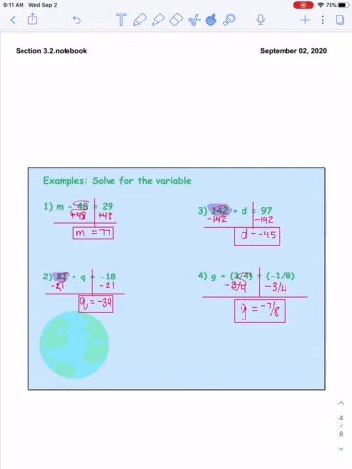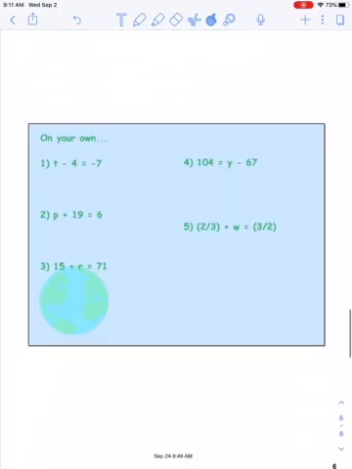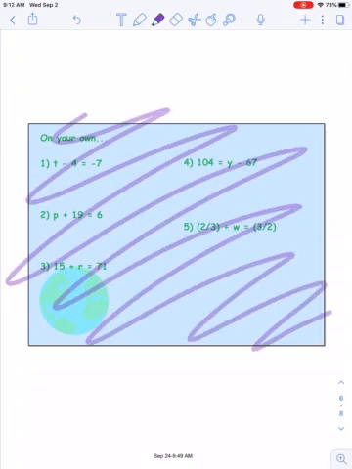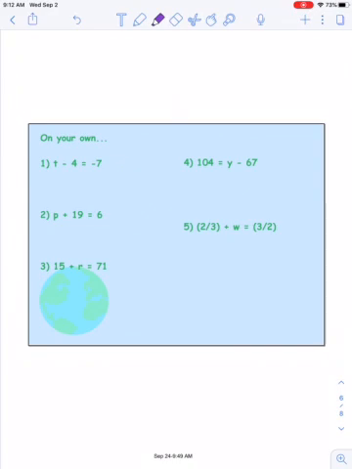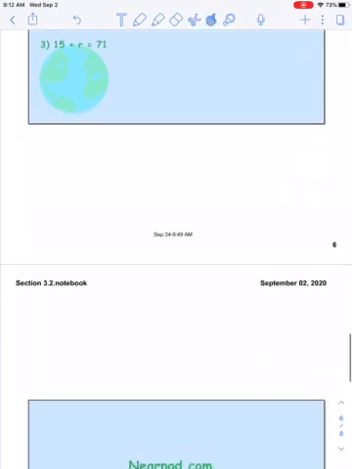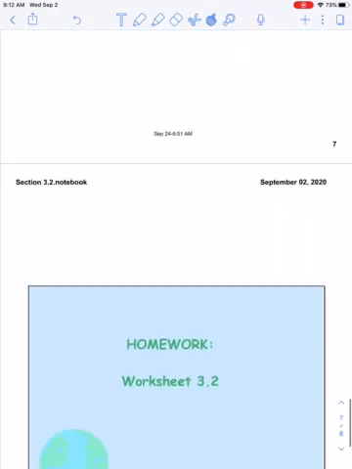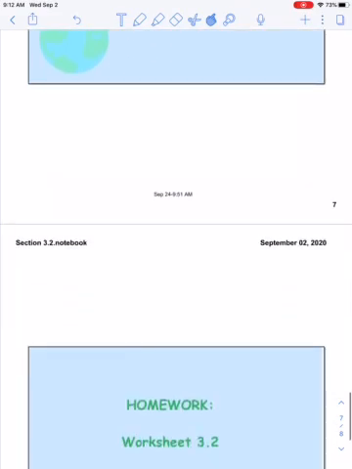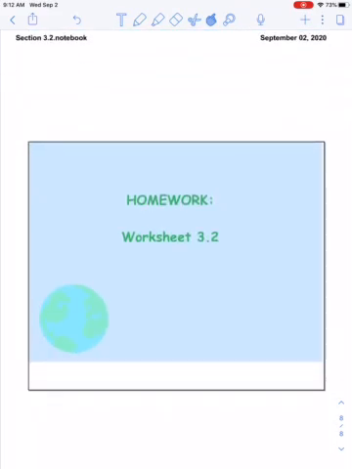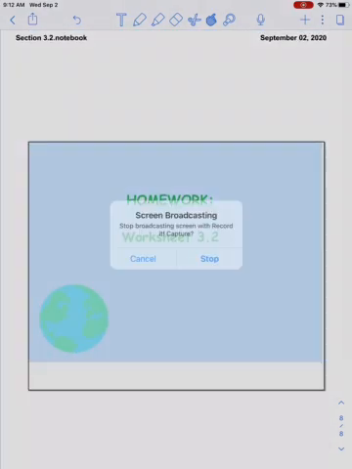Okay? That's it. You are doing these 5 on your own. You have to do this page before you turn your notes in, or you will not get full credit. So make sure you do those 5 questions. Once you have those done, you don't have to worry about Nearpod. You are going to do your 3-2 worksheet. And if you need anything, let me know.